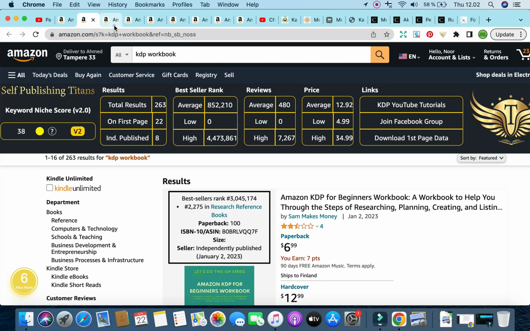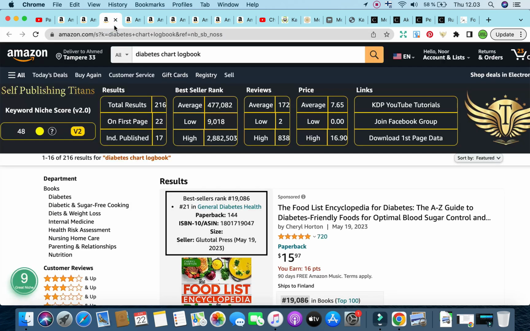So let's talk about our third KDP keyword for the day, and it's diabetes chart logbook. Now it has a keyword niche score of 48. Total results are under the 1000 mark, which is 216. Average bestseller is quite nice as well, sitting at 477,082. Average reviews are 172, and average price is $7.62. We also have the keyword niche score provided by Amazon Scout Pro Chrome extension, which is a number 9, categorizing this niche as a great niche. Wonderful score right over here.